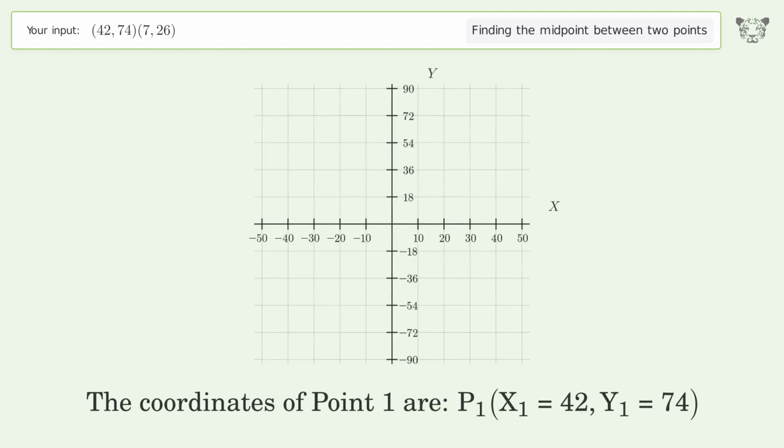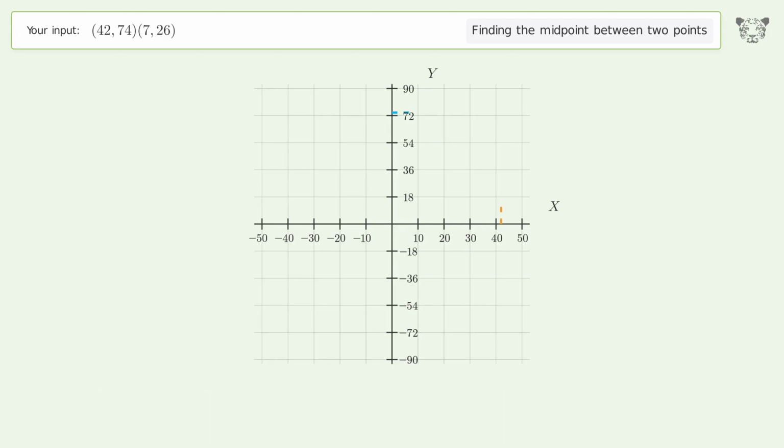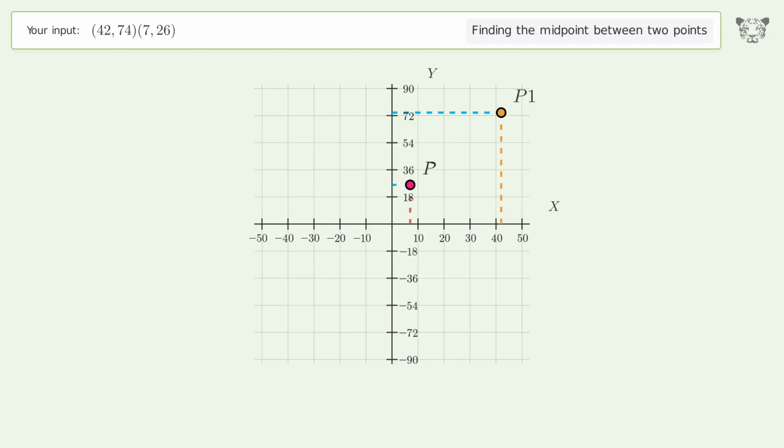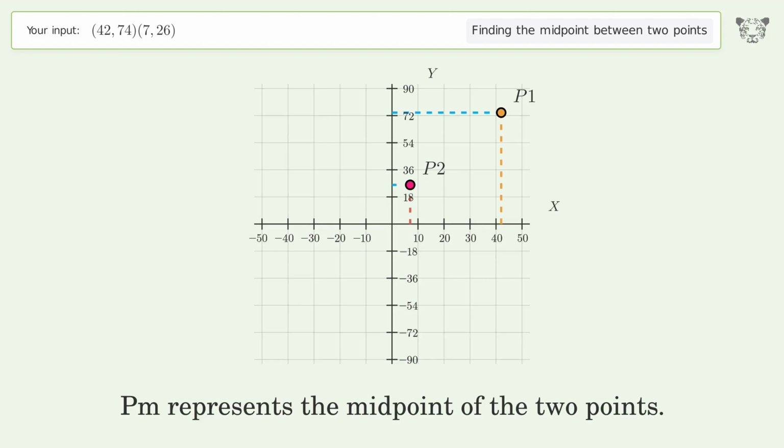The coordinates of point 1 are x1 equals 42, y1 equals 74. The coordinates of point 2 are x2 equals 7, y2 equals 26. PM represents the midpoint of the 2 points.